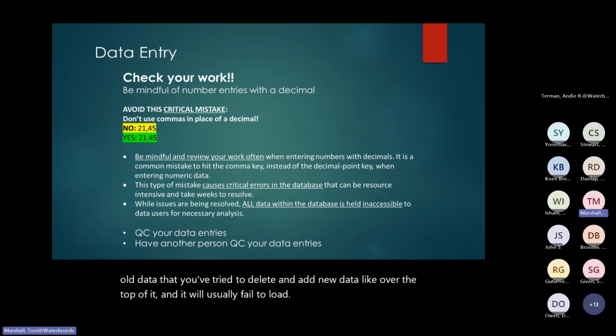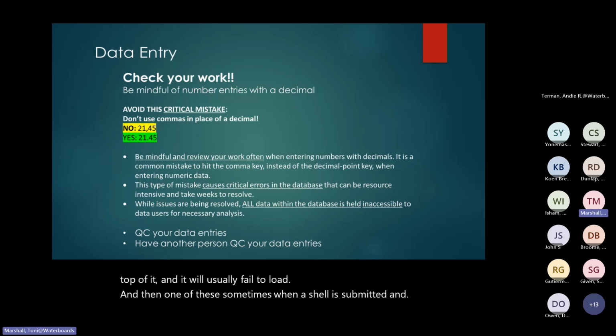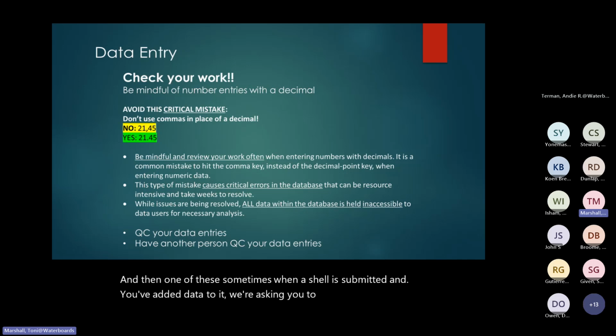And then sometimes when a shell is submitted and you've added data to it, we're asking you to be real careful, make sure you QC your data, check the numbers. We have a shell viewer that you can hook your shell up to so you can see the data readily. You can just look down the columns, make sure that you haven't placed a comma in place of a decimal in a number. That has caused critical errors in the database. And sometimes it's taken almost 2 weeks to resolve, even after we fix the mistake.